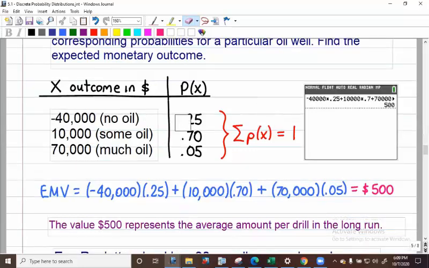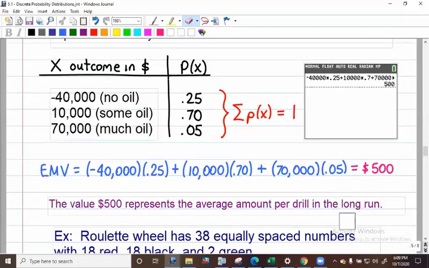So you take negative 40,000 times 0.25 plus 10,000 times 0.7 plus 70,000 times 0.05, which is positive 500. Now, positive 500 certainly gives us hope that we would at least consider this. If it's negative, you don't even consider it. But if it's positive, you would kind of consider it. So this represents a $500 profit per drill in the long run that you should average.